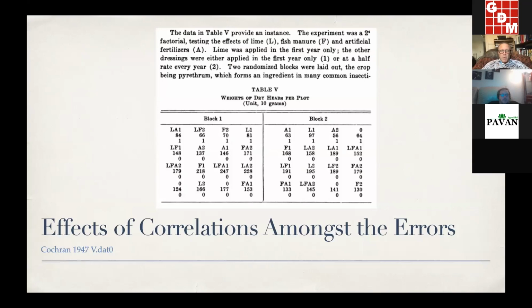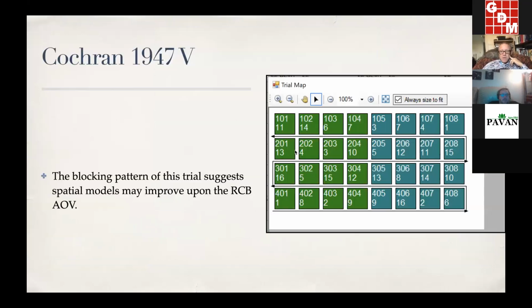So the next paper we run into, the next example from Cochran, is the effects of correlation amongst the errors. And this is the example data. It is a small trial with only 2 replicates, and the blocking pattern, where the effects are in blocks and it makes a fairly more uniform rectangle, suggests that we may improve upon this trial by using spatial models.